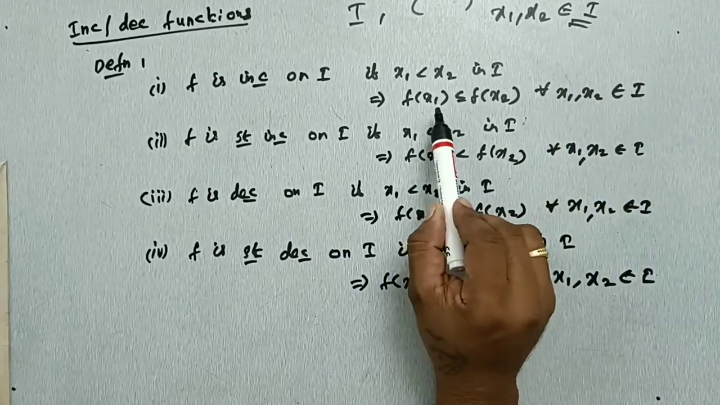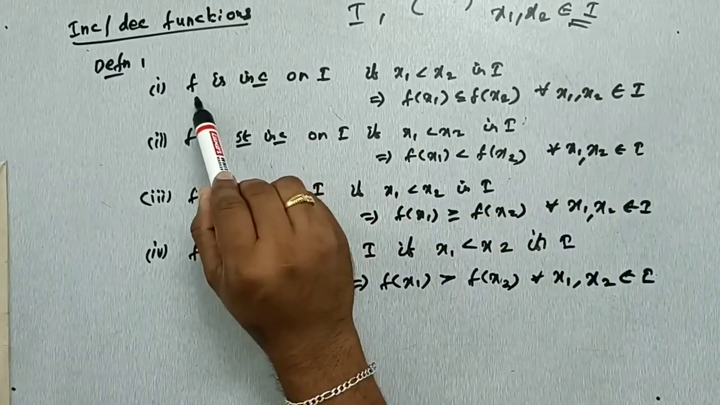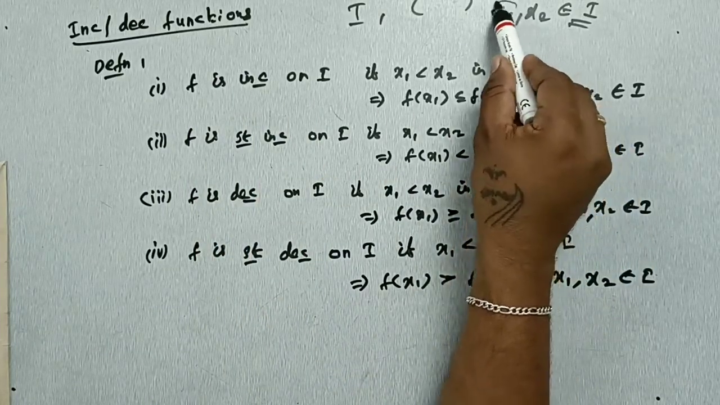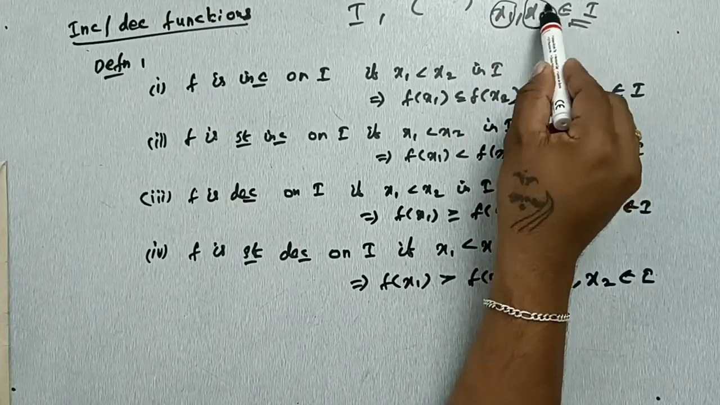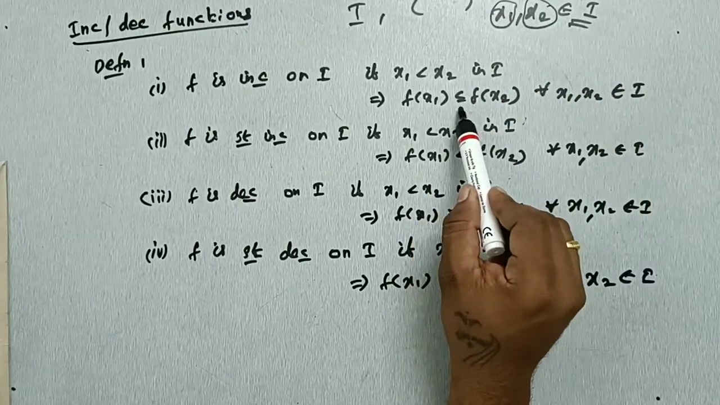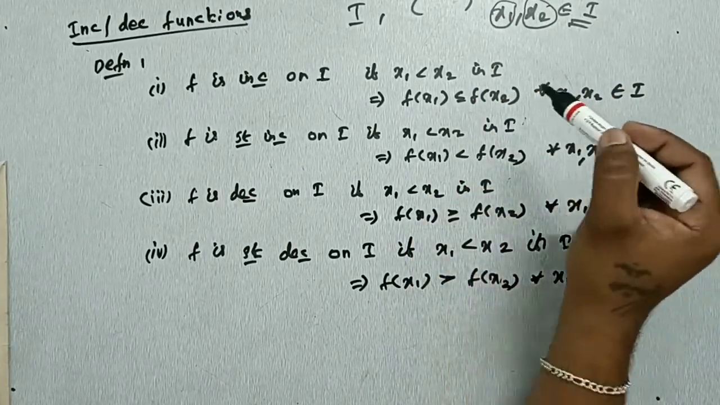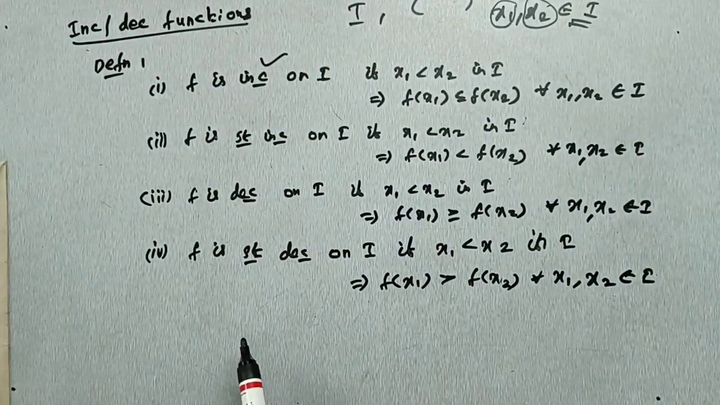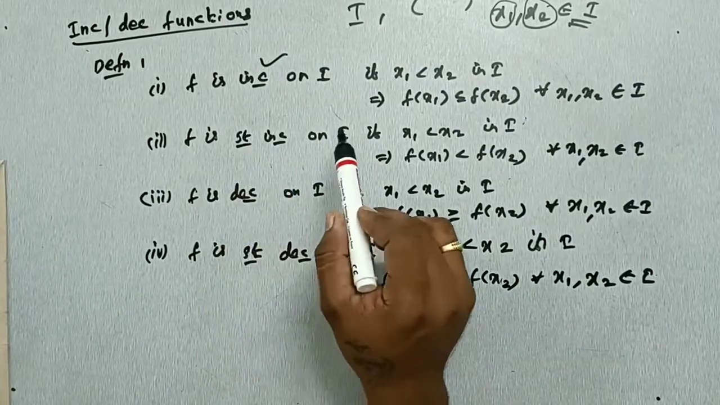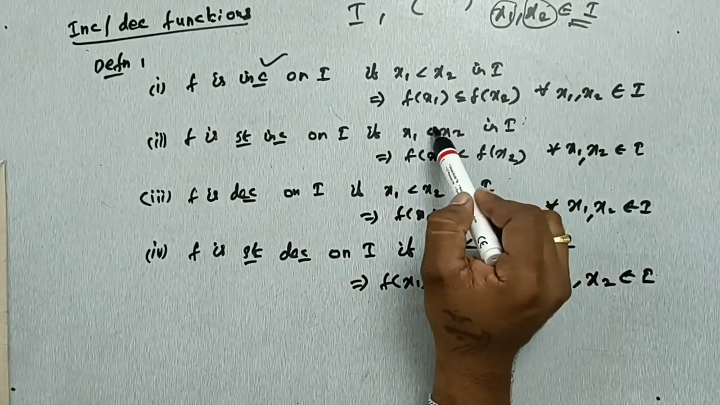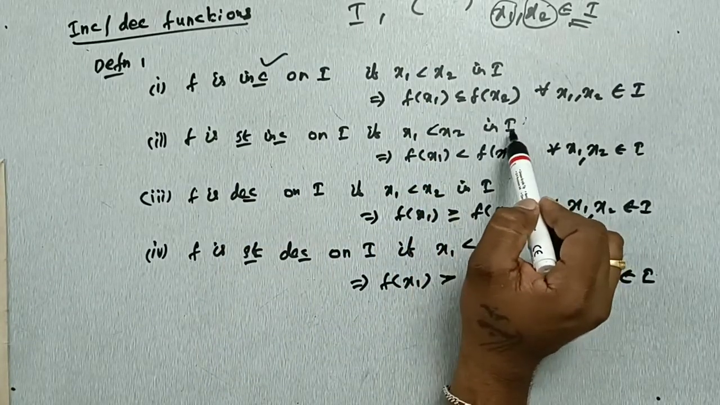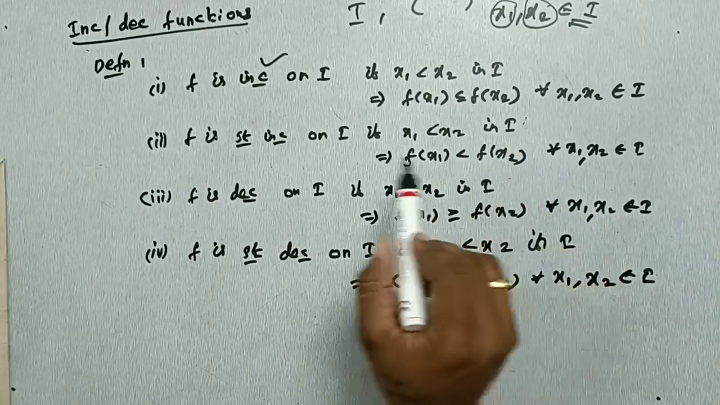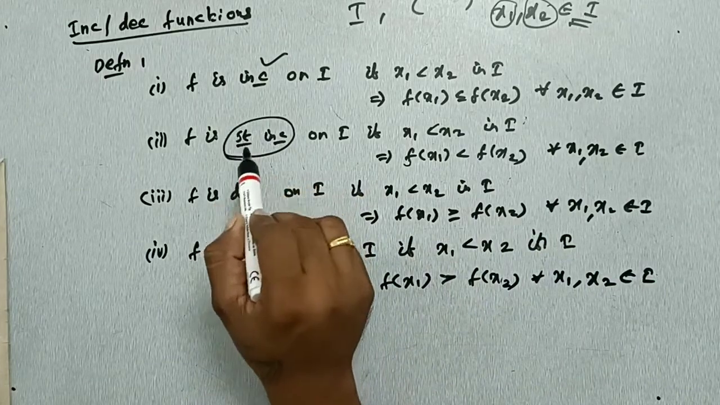Then we have to find the value of f of x1 and f of x2, that is, the value of the function at x1 and x2. If f of x1 is less than or equal to f of x2, we can say that the function is an increasing function. Similarly, strictly increasing means we take the same x1, x2 with x1 less than x2 in the interval I. If f of x1 is less than f of x2, we can say that it is a strictly increasing function.